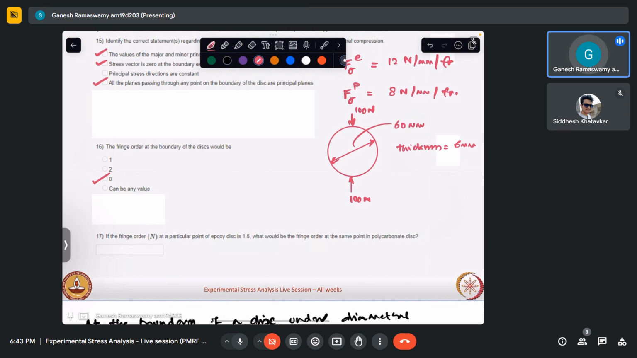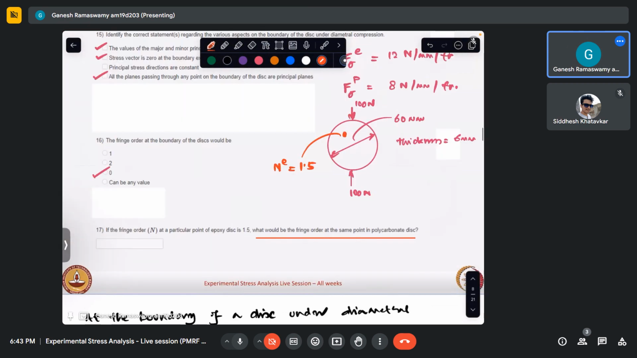Now we are no longer talking about the boundary; we are going somewhere inside the model. It says if the fringe order n at a particular point on the epoxy disk is 1.5. So let us say that we have considered a point like that, and here n epoxy is 1.5. What would be the fringe order at the same point in the polycarbonate disk is what is asked. So let us go ahead and look at this a little closely.